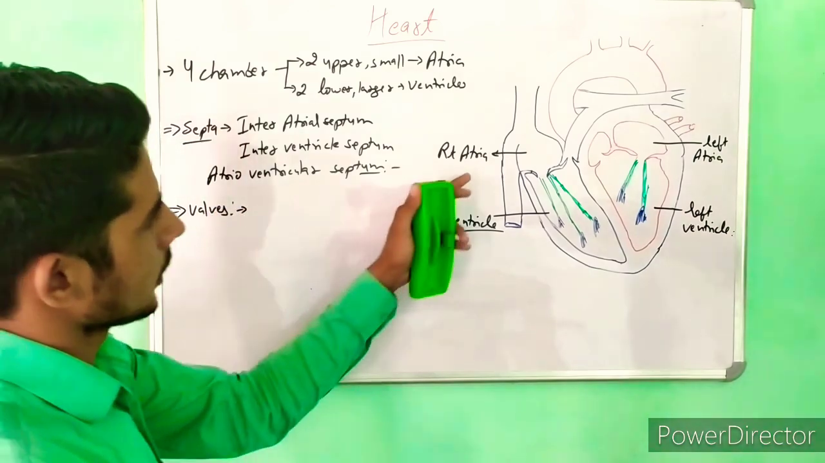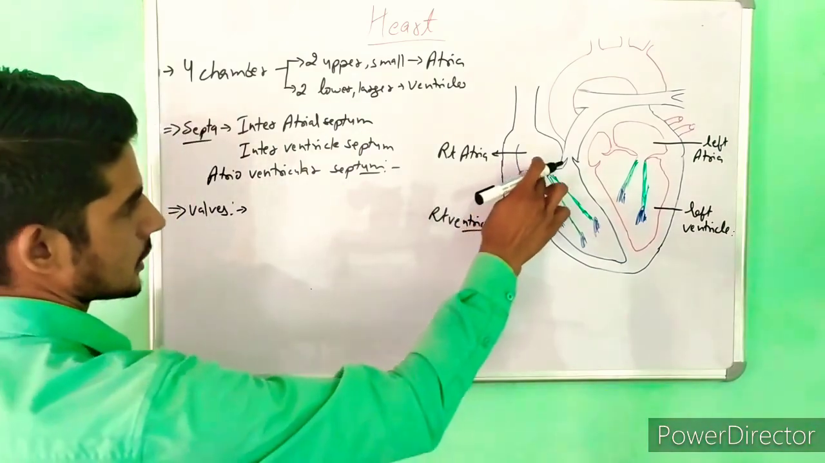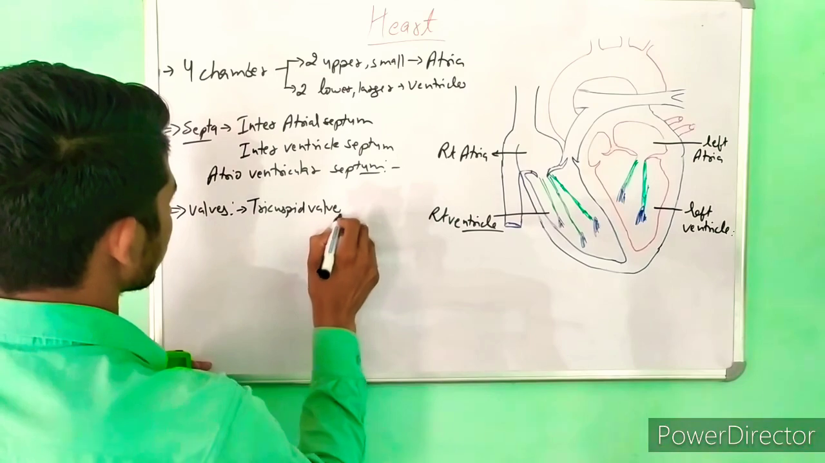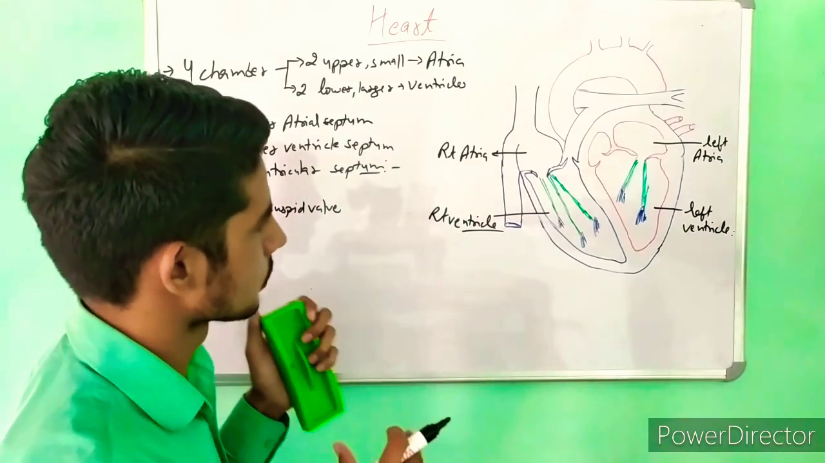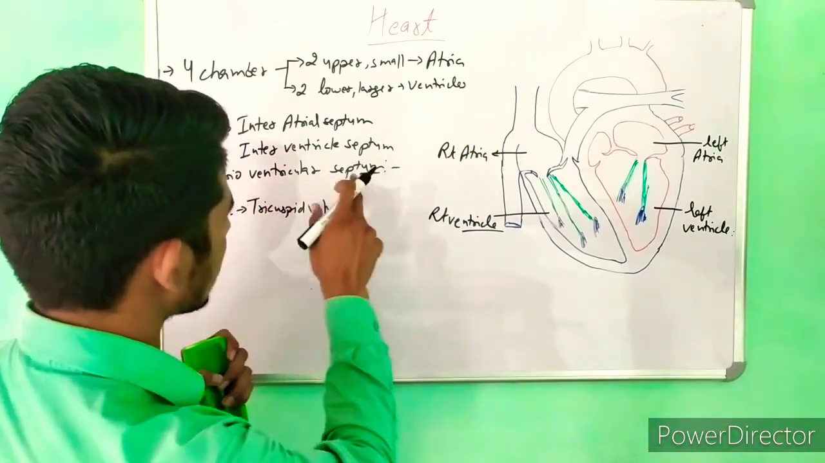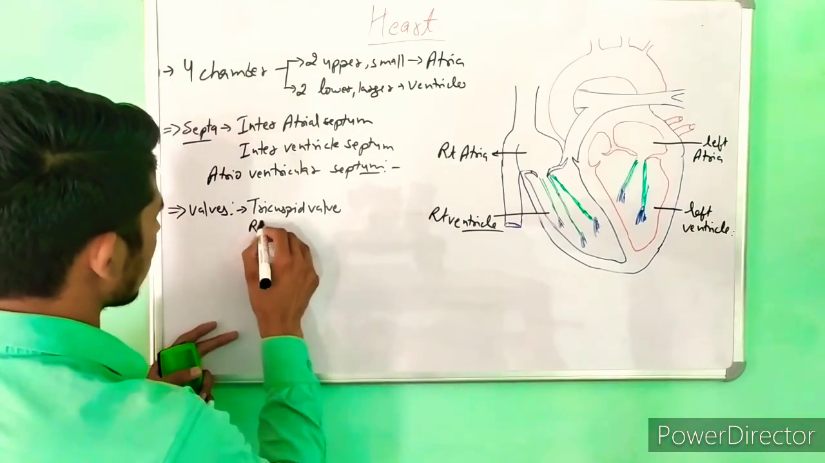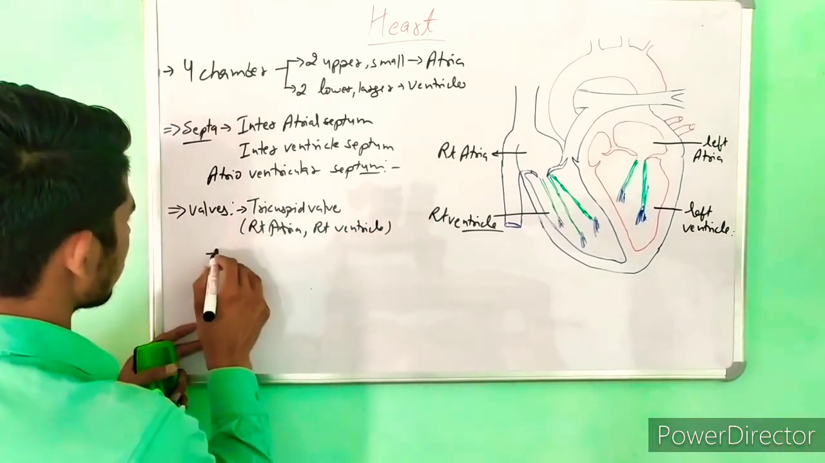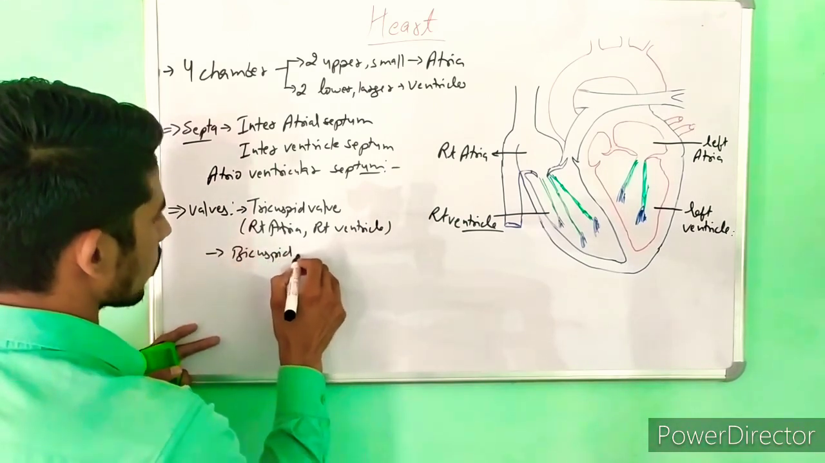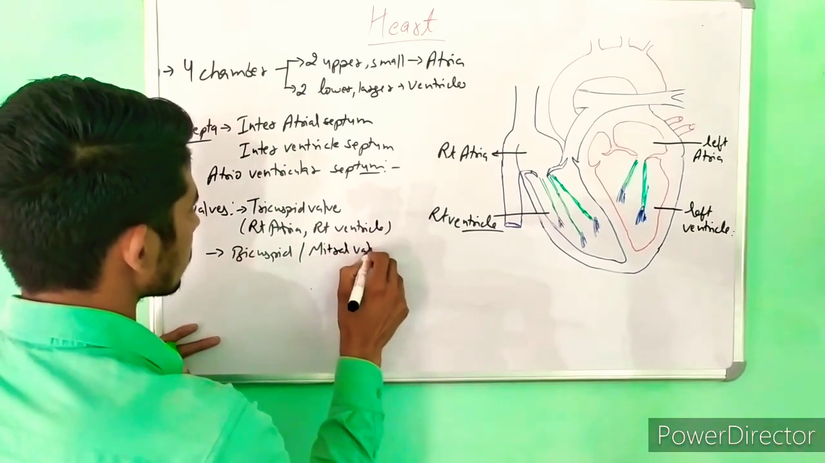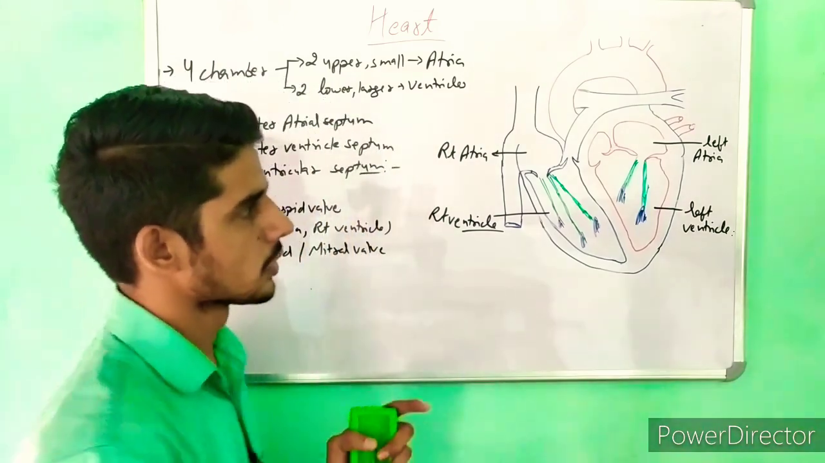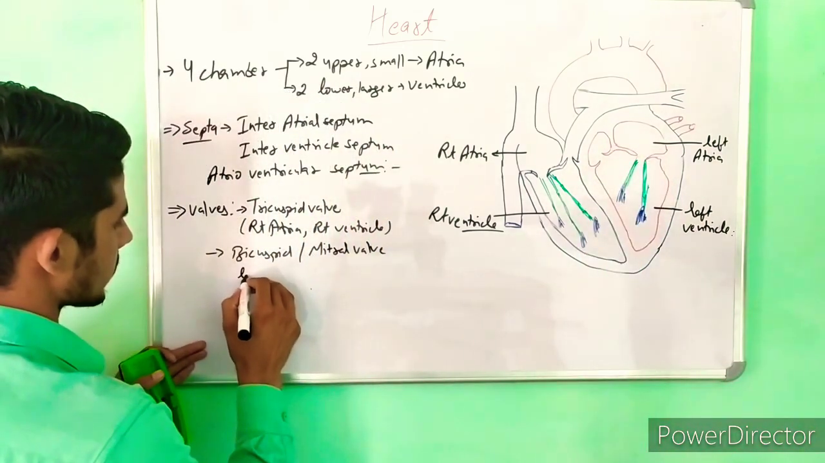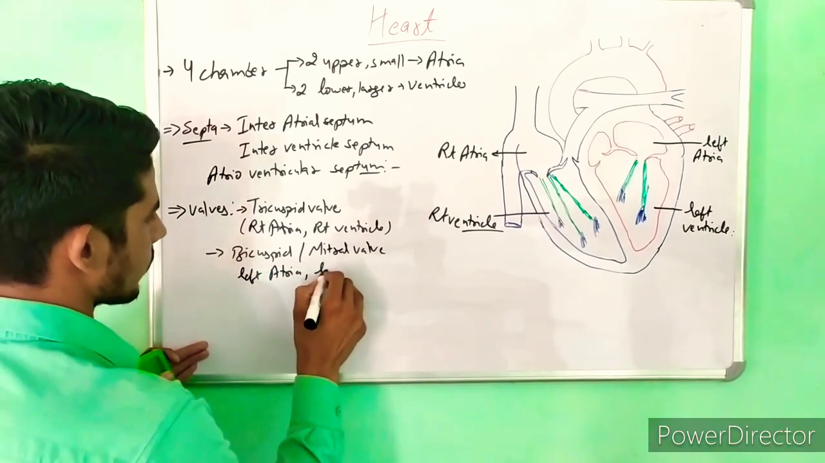So in between the right atrium and right ventricle, this valve is called the tricuspid valve. Tricuspid valve is a three-cusped muscular flap present at the atrioventricular septum, which is an opening. So this is present between the right atrium and right ventricle. And the second is the bicuspid or mitral valve. Bicuspid or mitral valve is found in between the left atrium and left ventricle on their atrioventricular septum.